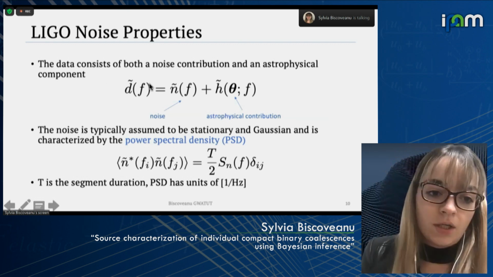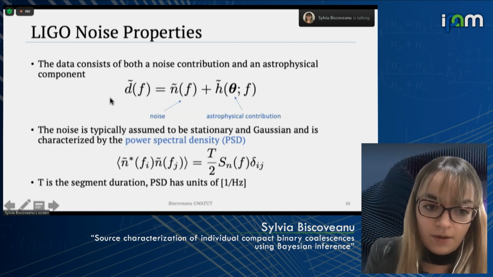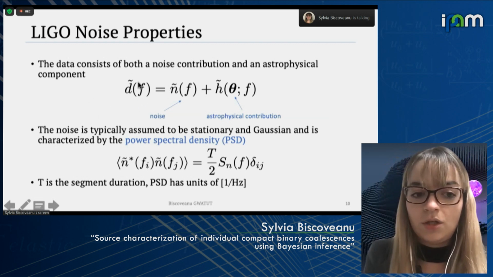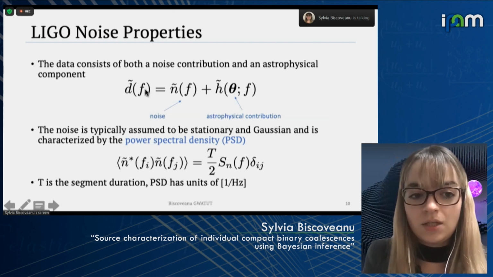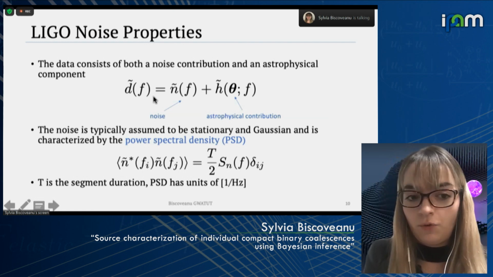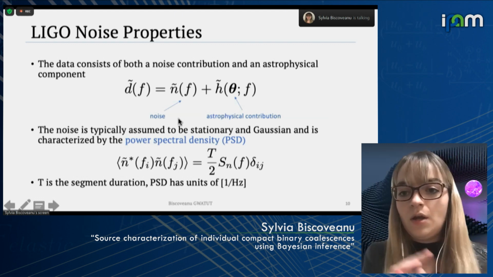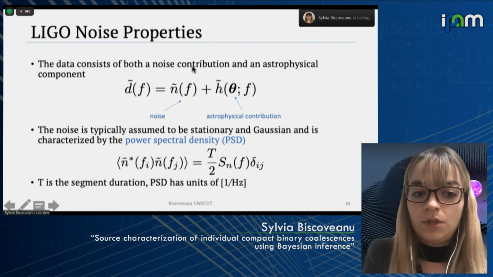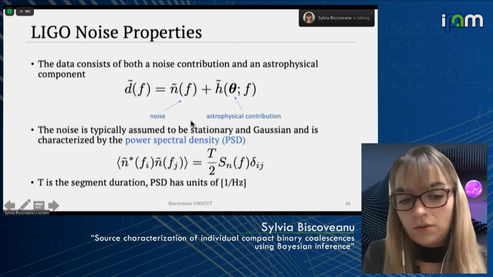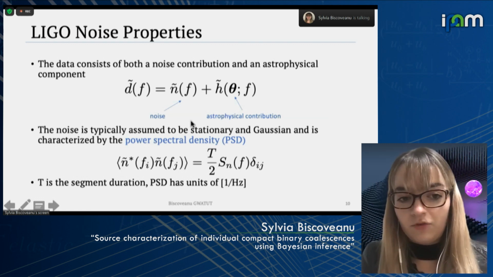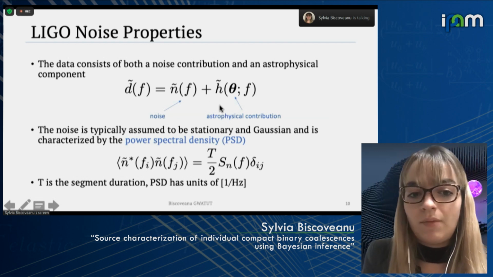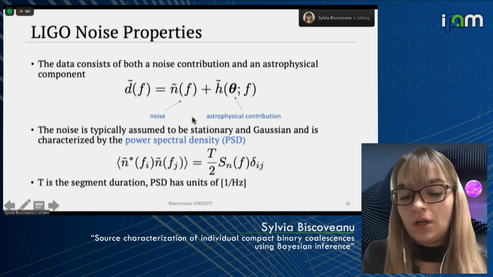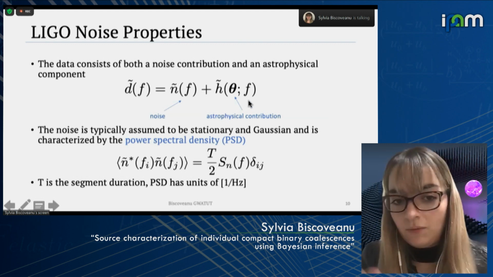So typically we assume that the noise, which here we're looking at in the frequency domain representation of some data d, where the tilde denotes the Fourier transform of the strain, which is in the time domain. So the frequency domain strain d is equal to some underlying noise due to the basic performance of the detector plus some astrophysical contribution. For us, we're particularly interested in compact binary mergers, but this can be whatever you want it to be.